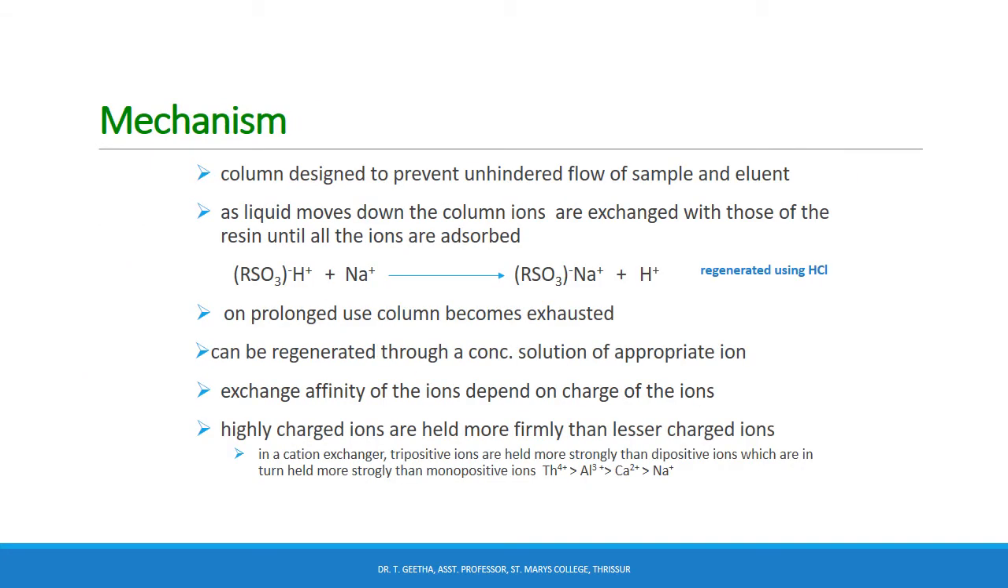Columns are designed to prevent unhindered flow of sample and eluent. As the liquid moves down the column, the ions are exchanged with those of the resin until all the ions are adsorbed. For example, in case of cation exchange resin, Na+ ions replace H+ from the resin. Eventually, all the H+ ions are replaced and the column becomes exhausted. The column can be regenerated through a concentrated solution of appropriate ion. The cation exchange resin can be regenerated by using concentrated hydrochloric acid.